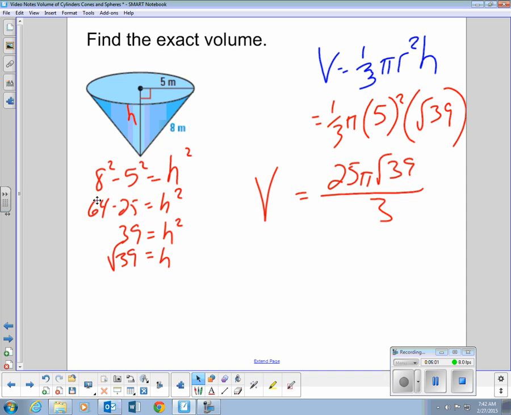And so there we have it. So you may have to do that Pythagorean thing. You may even have to do trig there. It depends on the question.